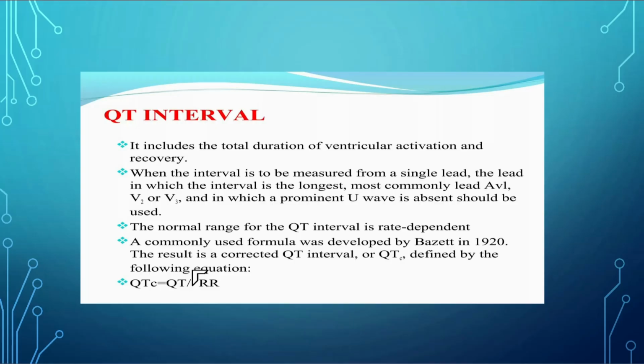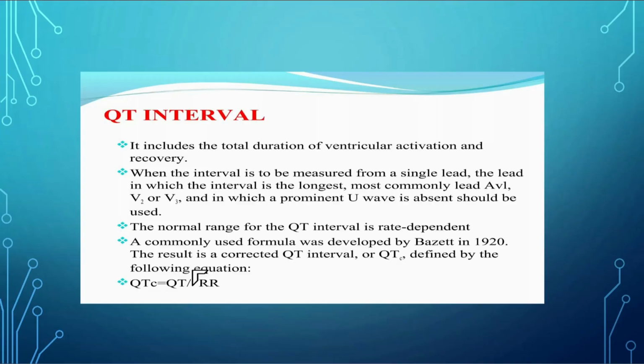The normal range for QT interval is rate dependent. A commonly used formula was developed by Bazett in 1920. The result is corrected QT interval or QTc. It is defined by the following equation. So corrected QT is QT divided by RR interval. This formula is important. Sometimes in competitive exams they ask how you will calculate the corrected QT interval.